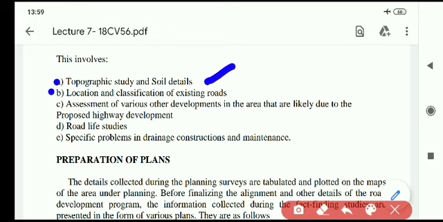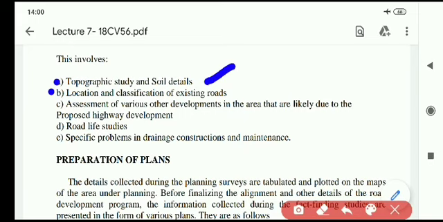Next one is location and classification of existing road. If roads exist, then we need to classify that road, whether it is a national highway, state highway, major district road, other district road, or village road. After that, assessment of various other developments in that area, or those likely to be developed in the upcoming days, is collected. Future growth is also considered, and what developments are happening in that particular area, because this is very useful for planning.